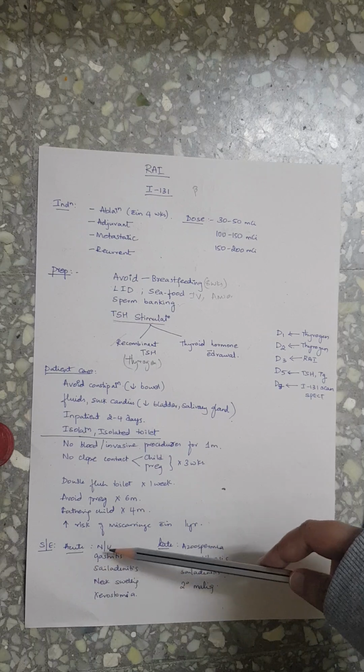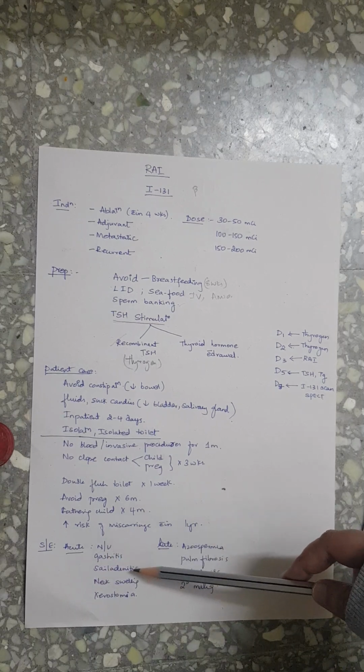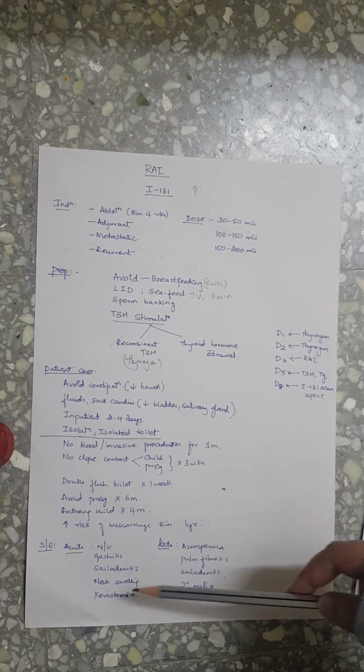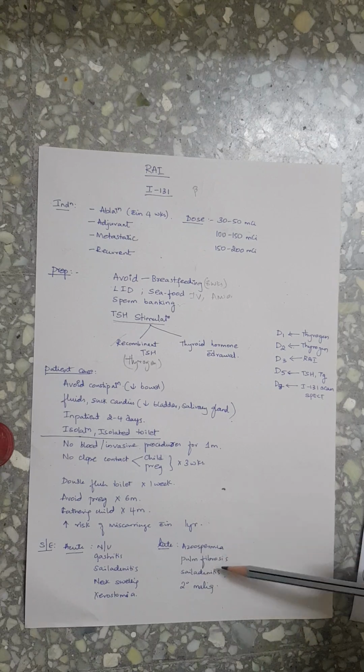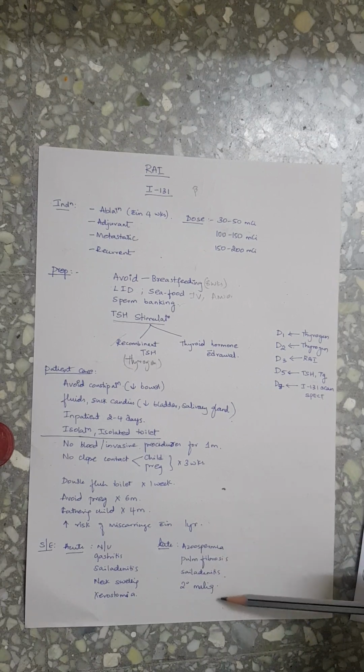Side effects: acute ones are nausea, vomiting, gastritis, sialadenitis, neck swelling, and xerostomia. Late ones are azoospermia, pulmonary fibrosis, chronic sialadenitis, and secondary malignancies.